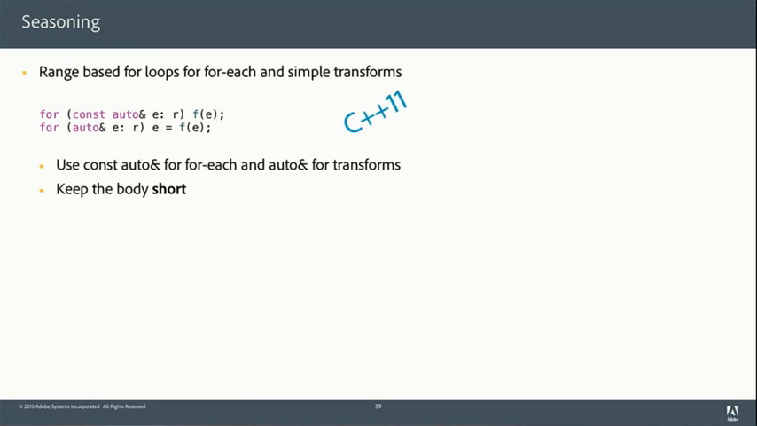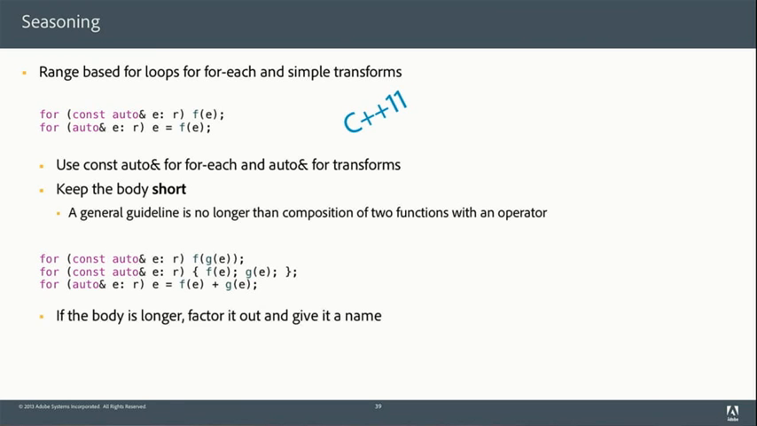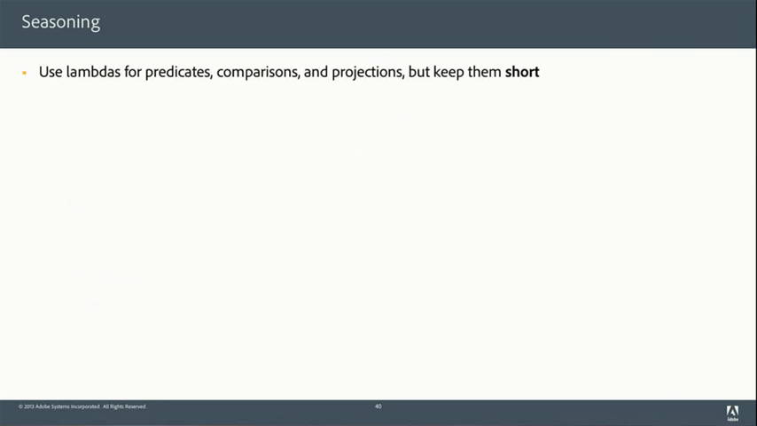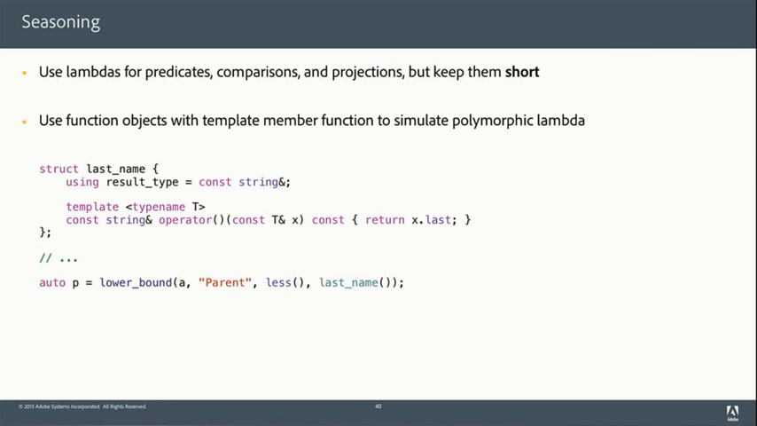Where's the less? So in the lower bound expression there, parent comma less. Yeah, but where is that? How is that implemented? Oh, I didn't give the implementation here. But the implementation would look much like last name, except it would take two arguments, x and y, and return x less than y.